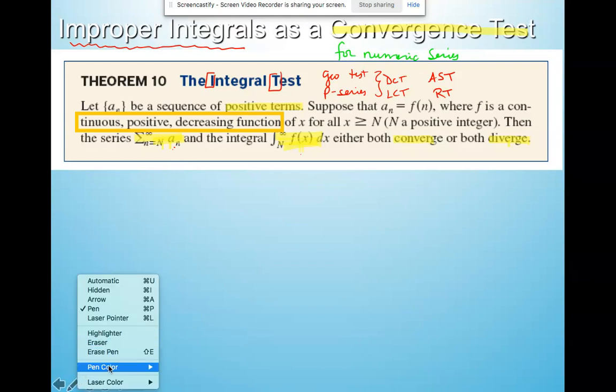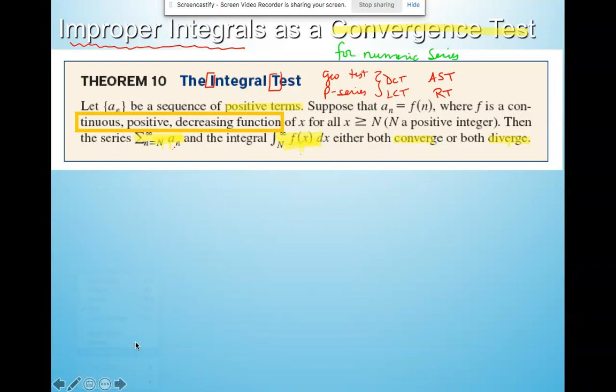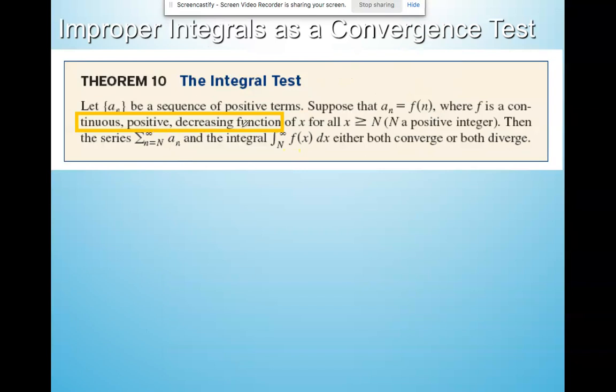So you do have to have a continuous, positive, but decreasing function for some n, right? It doesn't have to be the beginning. It doesn't have to be this n. It just has to be somewhere close.